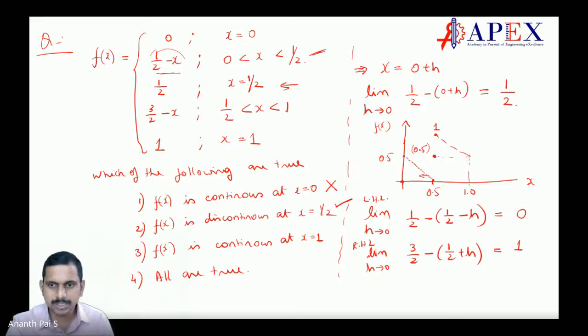Then also, another point is that the function at that point is 0.5. Even if this was equal, this would still have been right, because f of x wouldn't have been equal to any of the limits. So this is basically jump discontinuity.